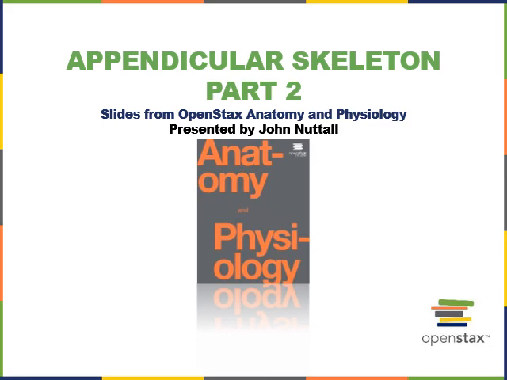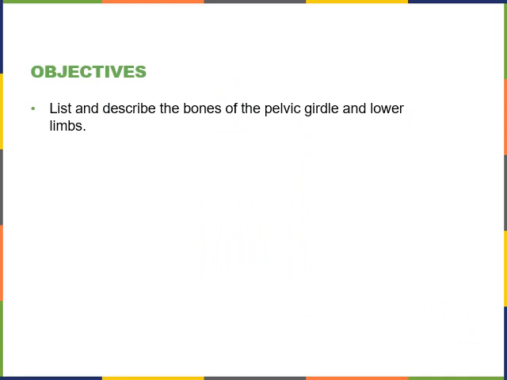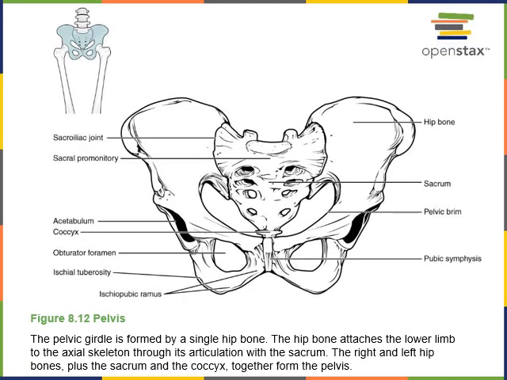This video will cover part two of the appendicular skeleton. As we go, we'll cover the following objective: list and describe the bones of the pectoral girdle and lower limbs. Here we see the pelvic girdle, where the lower limb attaches to the axial skeleton.